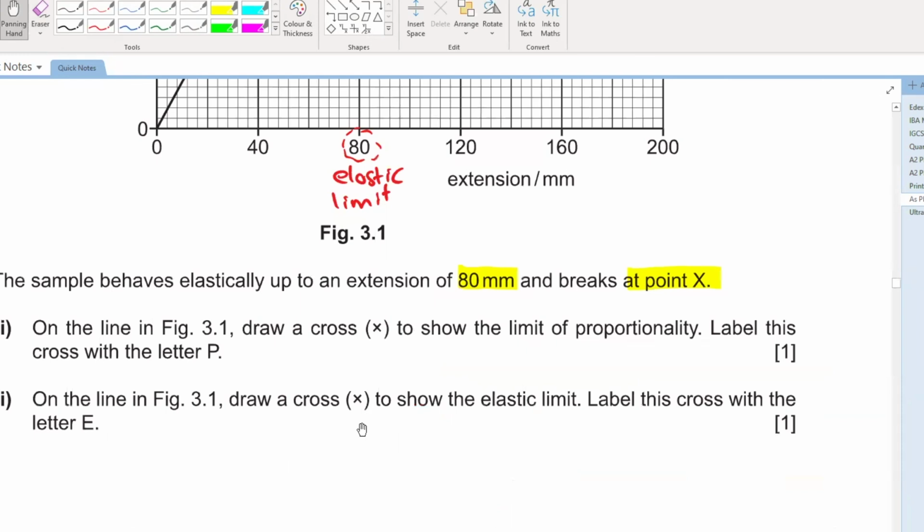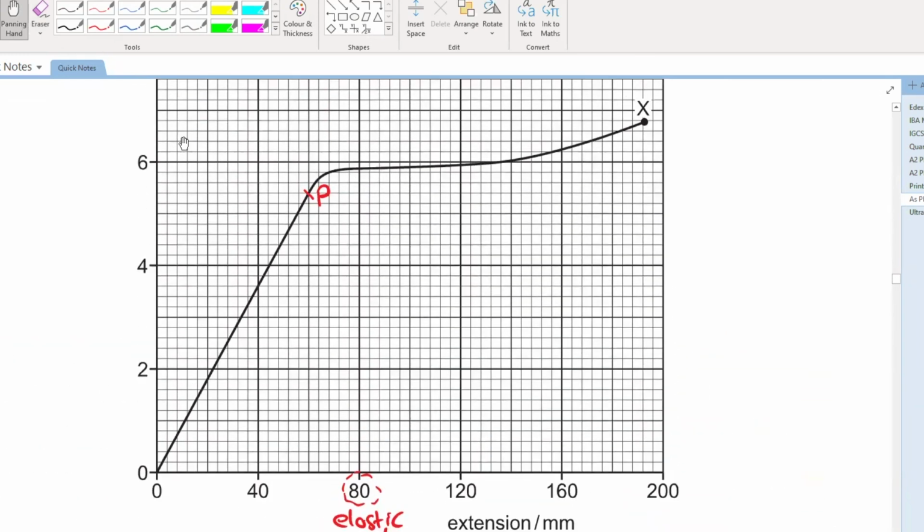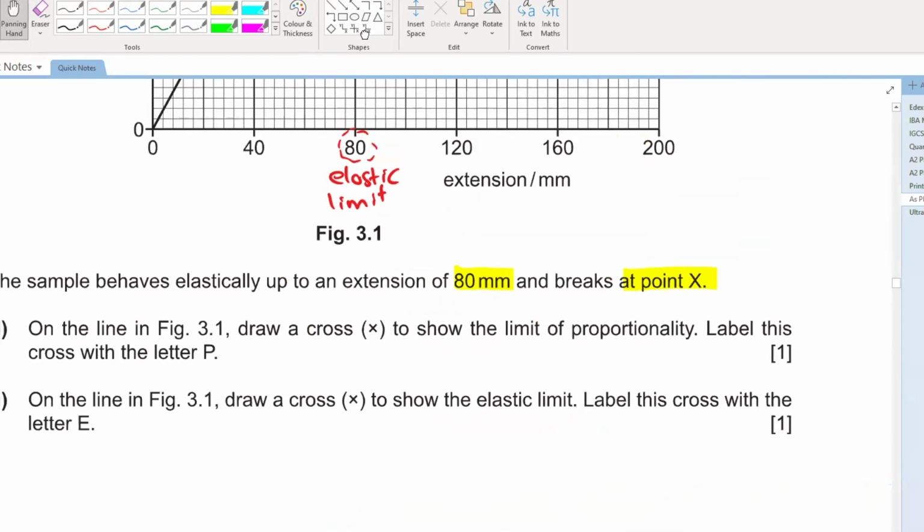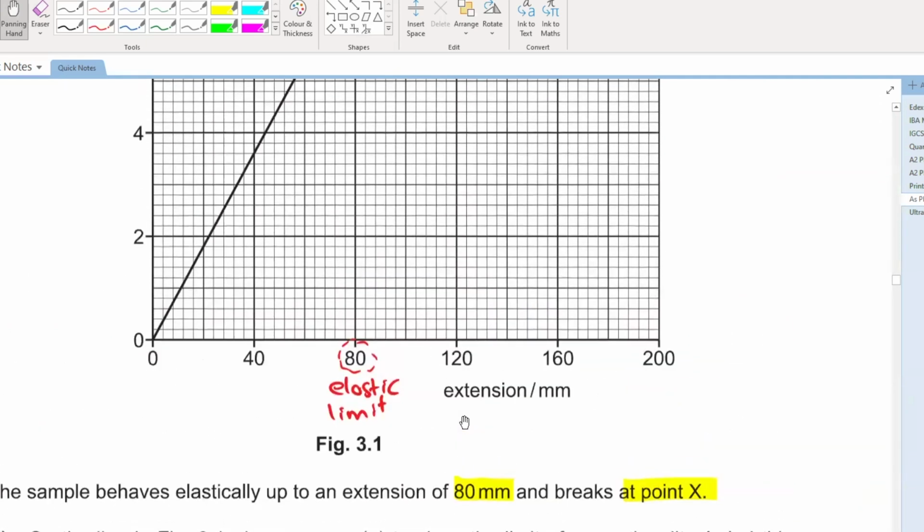Draw a cross. Okay, we have to draw a cross. ठीक है, so let's draw a cross like this. Perfect. Okay, now the next part. You have to draw a cross to show the elastic limit. Label this cross E. Very, very easy.